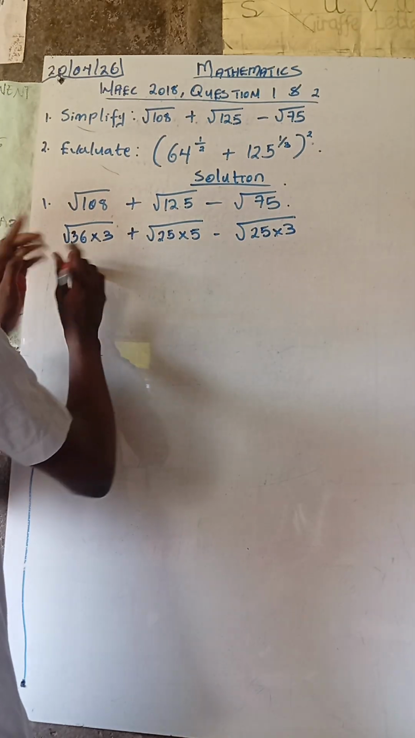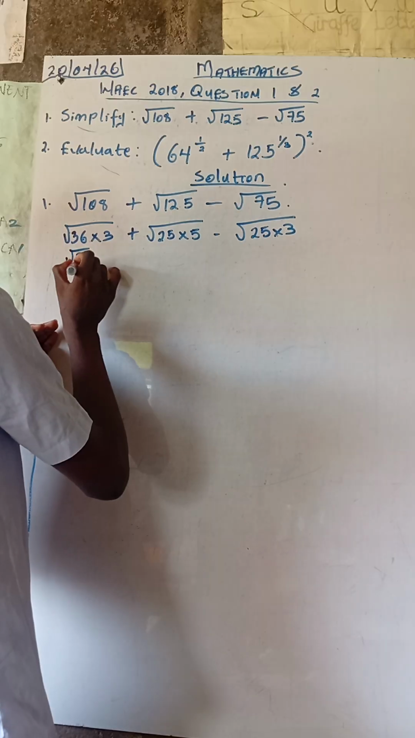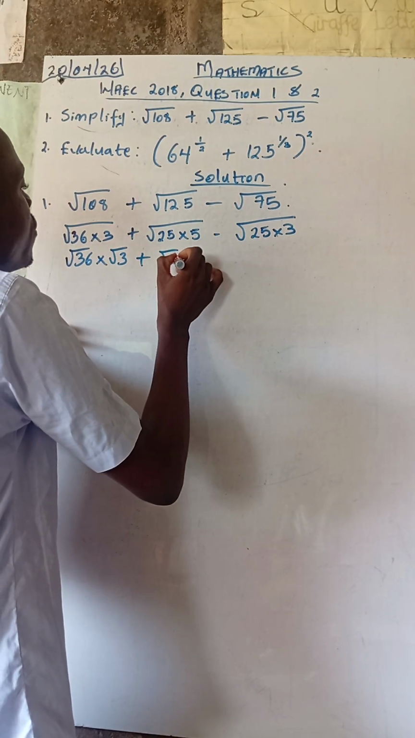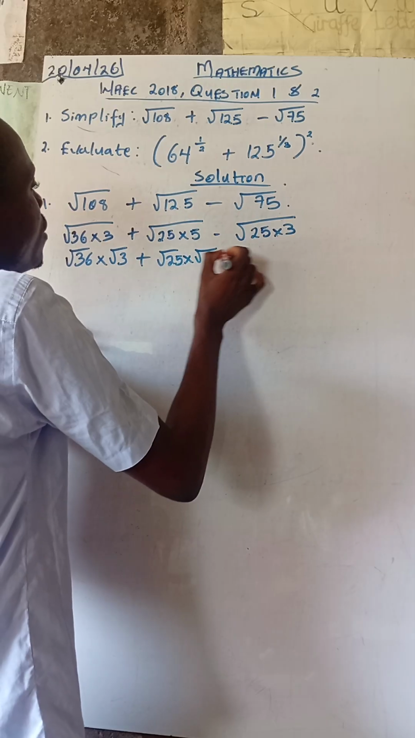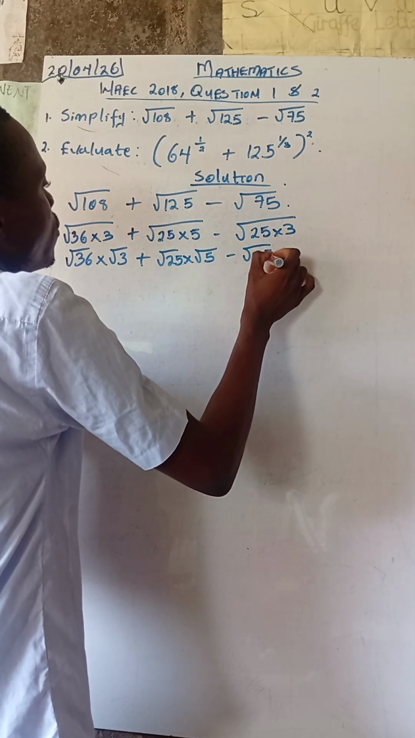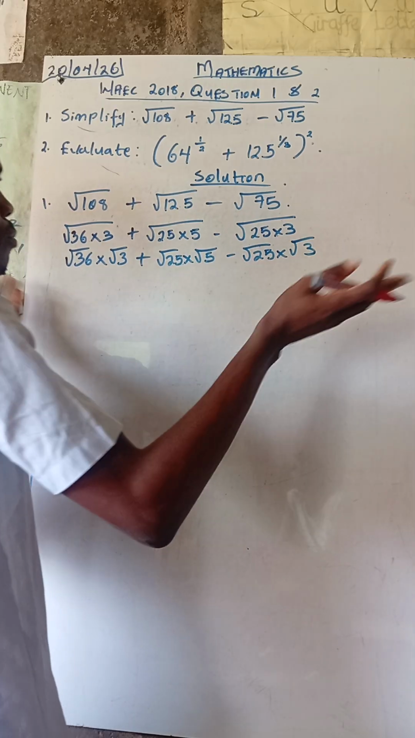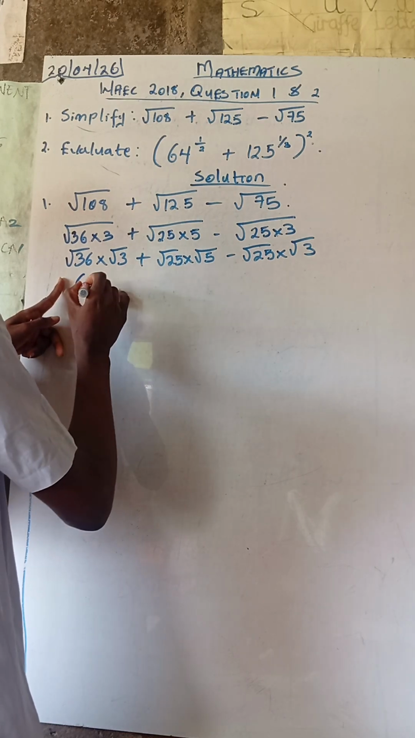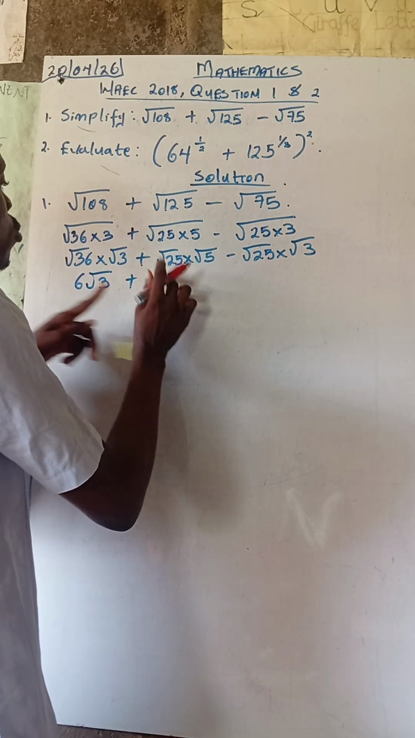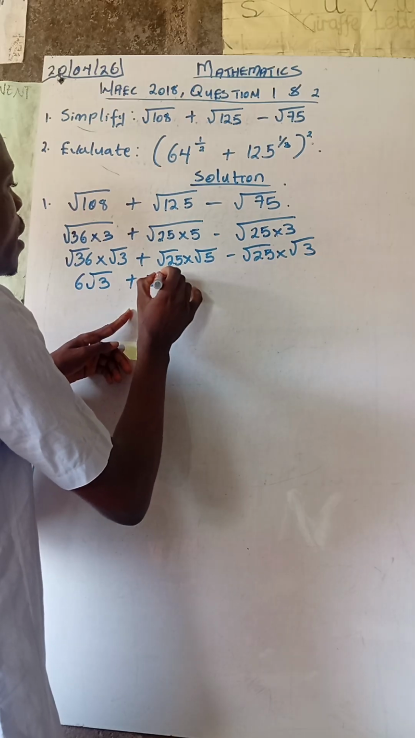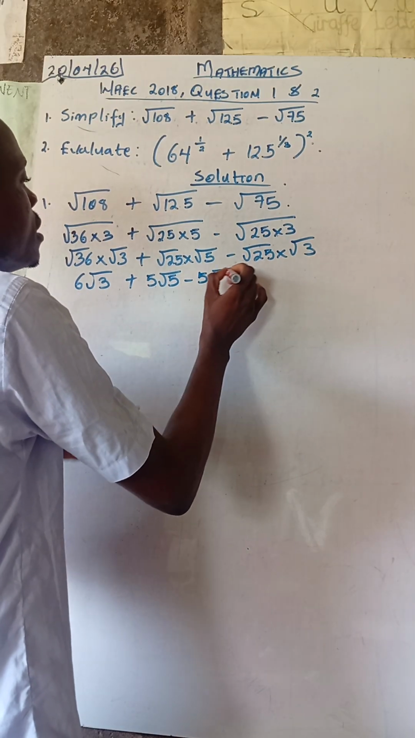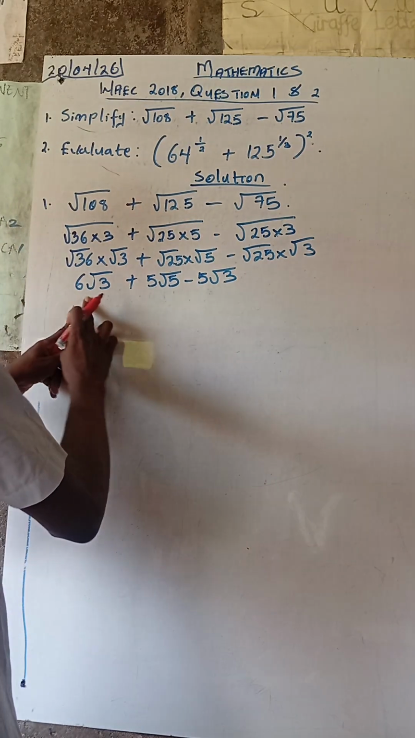So you can rewrite it as root 36 multiplied by root 3, plus root 25 multiplied by root 5, minus root 25 multiplied by root 3. Now break it down. What is the square root of 36? The square root of 36 will be 6. That will be 6 times root 3, that will be 6 root 3, plus the square root of 25 is 5. That will be 5 root 5, minus the square root of 25 is 5, 5 root 3. Now you are getting it.